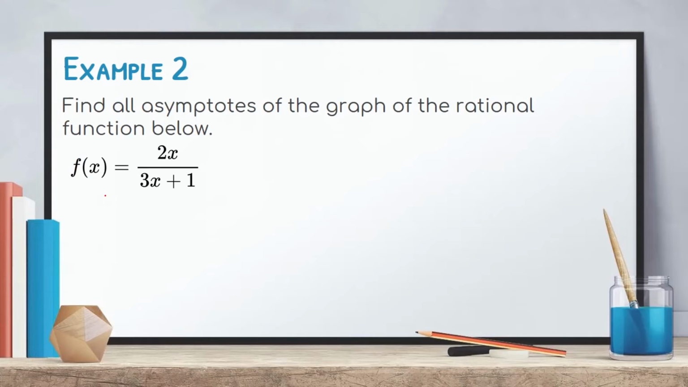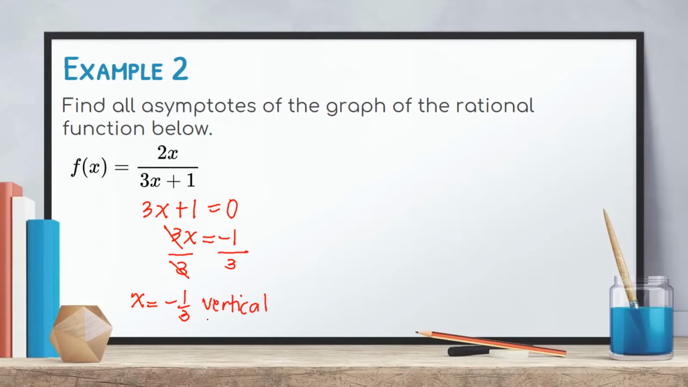Thus, we will have 3x plus 1 equals 0. 3x equals negative 1, as we isolate the constant term to the right side of the equation and divide both sides by 3. Therefore, we will have x equals negative 1/3. Therefore, x equals negative 1/3 is our vertical asymptote.